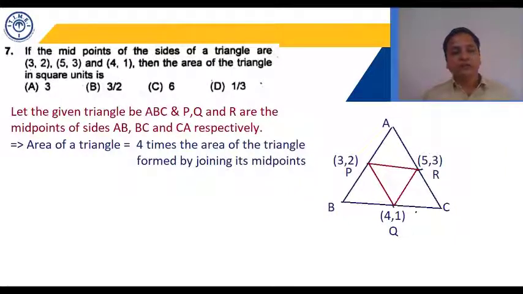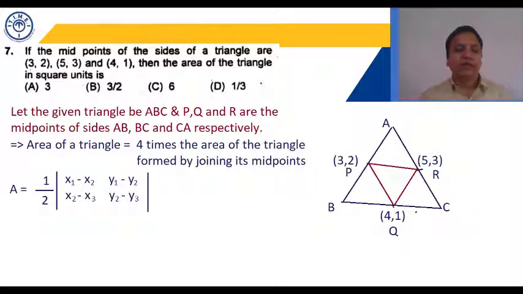Now the area of a triangle is 4 times the area of the triangle found by joining its midpoints. Let's use this formula. Area is equal to half of x1 minus x2, y1 minus y2, x2 minus x3, y2 minus y3.